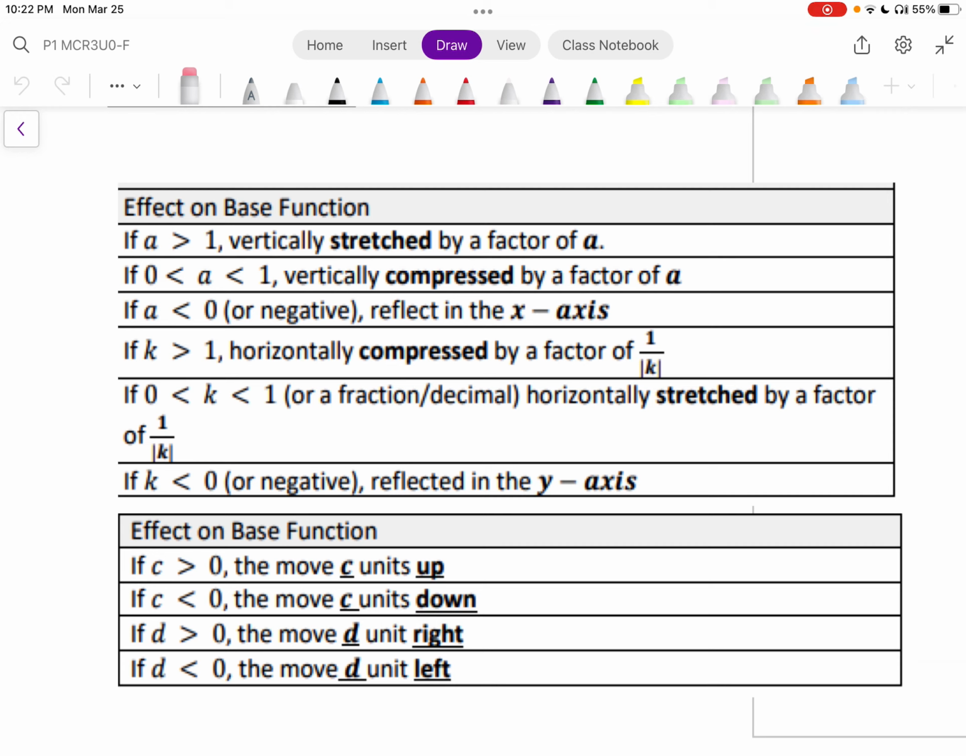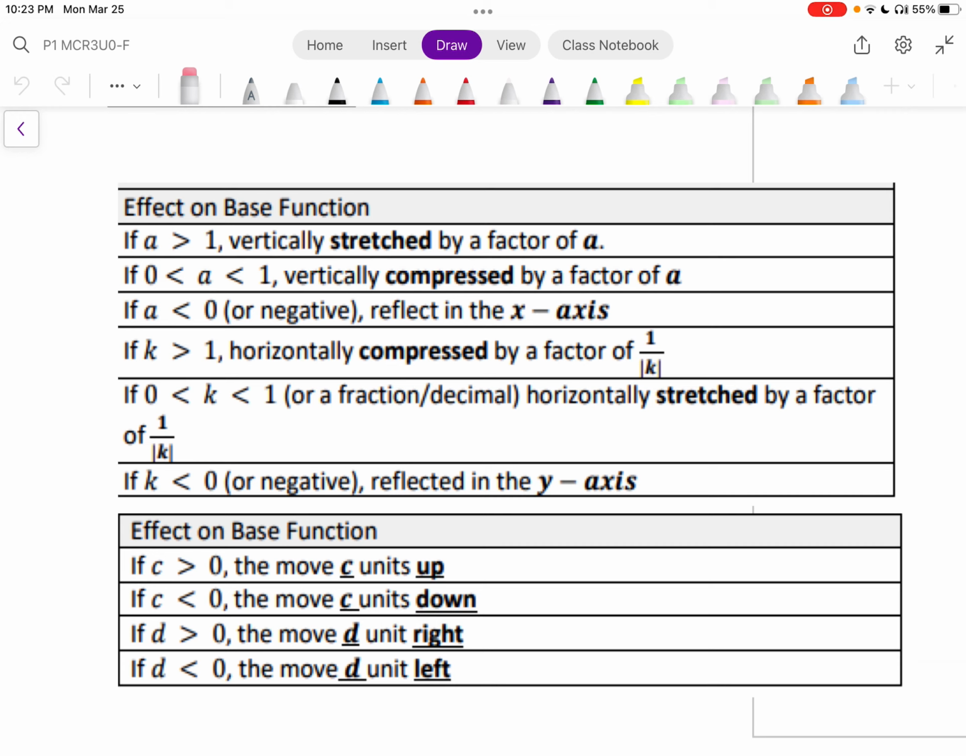Before we start, I just want to go back and look at what are the transformations that are occurring to the function. Remember that transformations of functions are always going to occur to the base function. Today we're going to be looking at the base function of y equals square root x, but it really doesn't matter because the same rules can kind of be applied throughout.